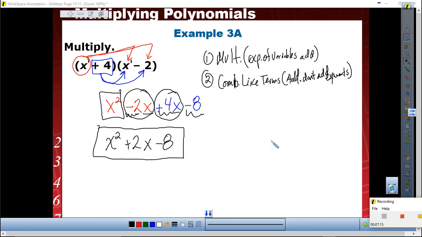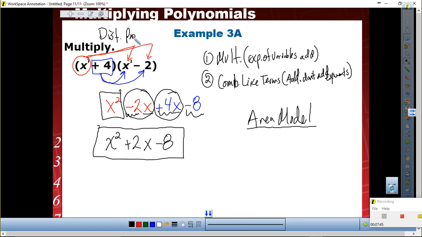All right, here we go. So the next part right here underneath, I'm going to write area model. Area model. Okay. So what process did we use here? What is this called, everyone? Distributive property, right? Distributive property.